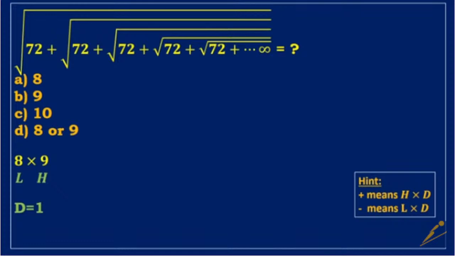If the nested radical function has a positive sign, then the solution is the product of the highest value and the difference between two numbers. Likewise, if the nested radical function has a negative sign, then the solution is the product of the lowest value and the difference between two values. In this problem, the nested radical function has a positive sign. So, 9 into 1 equals 9, which is the final answer.